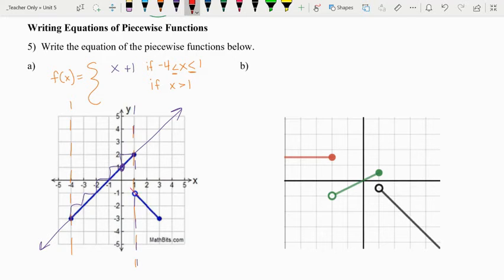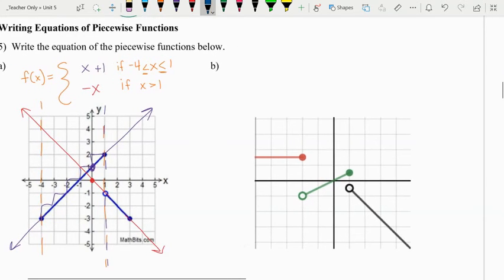Then I'm going to look at my other equation. This one would be going in this direction, which means it's going through 0, 0. So it has no y-intercept. And my slope is negative 1, which would make it negative x. Now, you may not have to mark it up like I just did, and we'll look at that here in this next one.